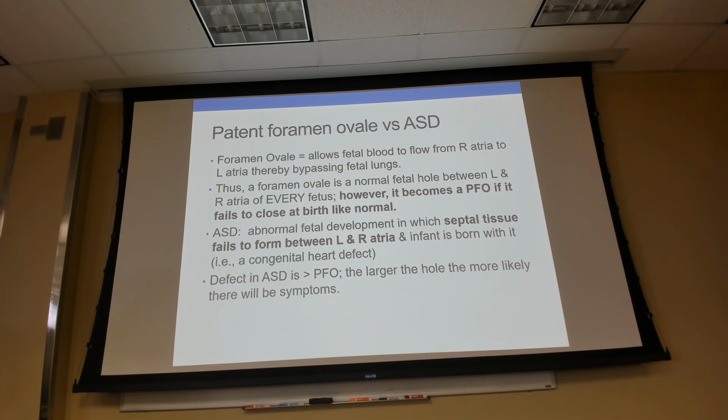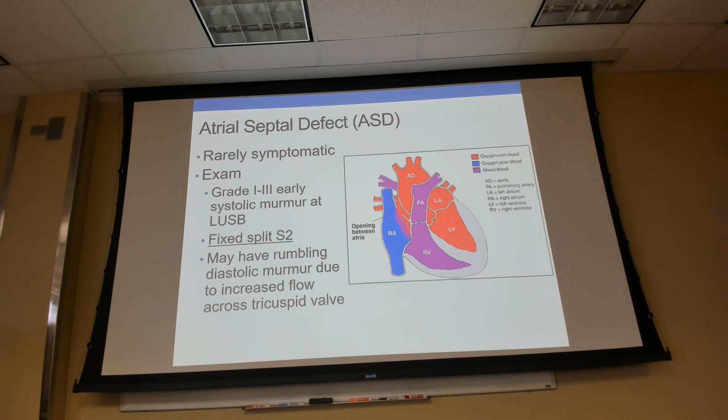Fixed split S2. Yep. If you just have a normal split S2 that comes and goes, what's that? Breathing. Totally normal with a kid. But a fixed split S2 is going to be that ASD. So rarely symptomatic, especially at first.